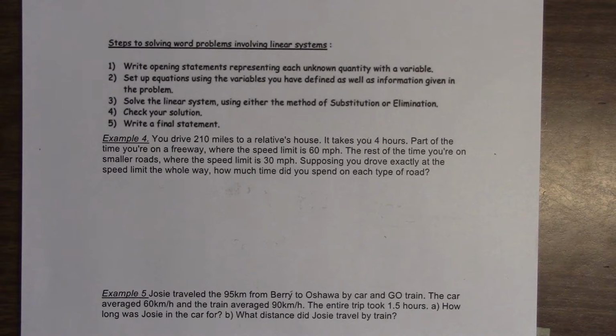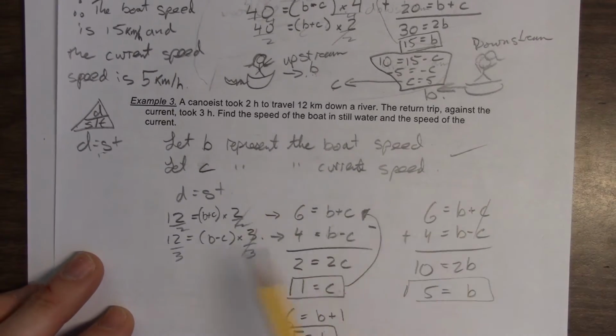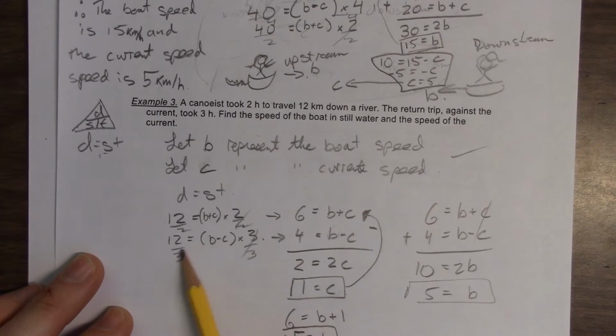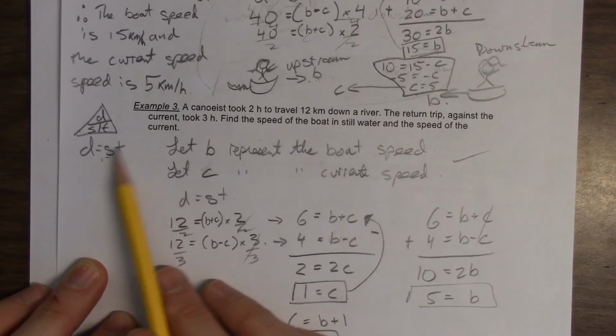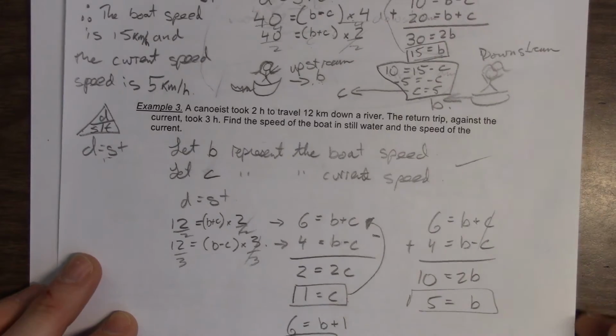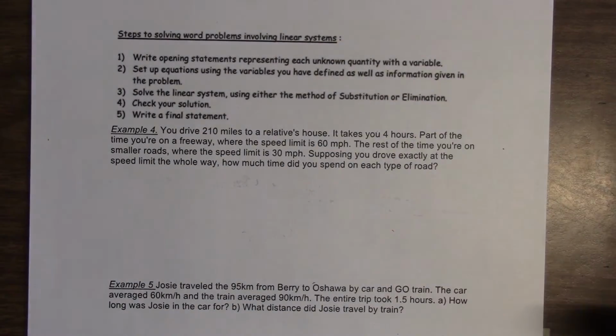Set up equations using the variables you have defined as well as information given in the problem. That's probably the hardest part, if I'm being honest. In this case, you have to know a little bit about physics. You need the distance, speed, time triangle. Then it says solve the linear system using either the method of substitution or elimination. We used every time there, I don't know if you guys noticed, we used what method, Milkias? Elimination.